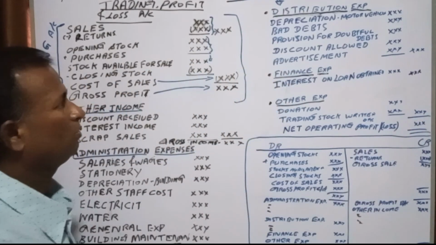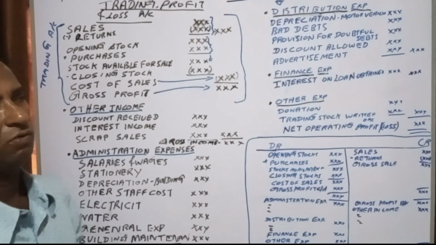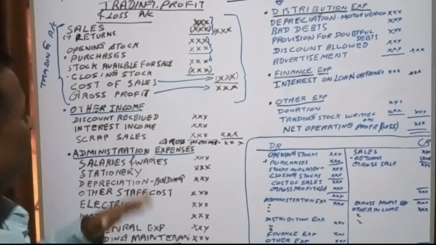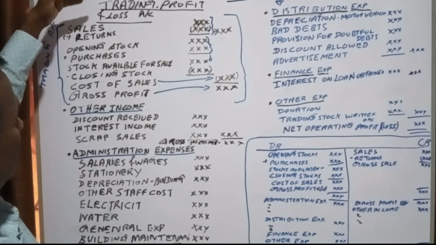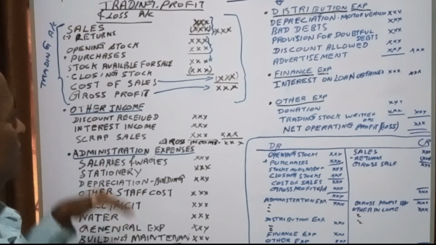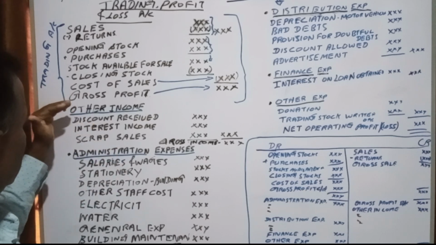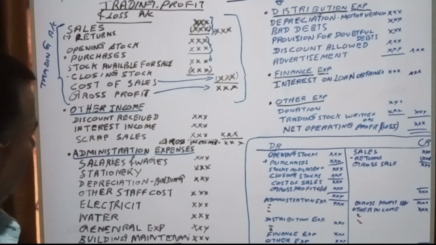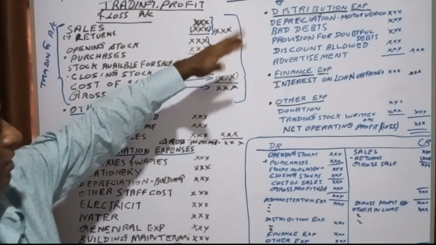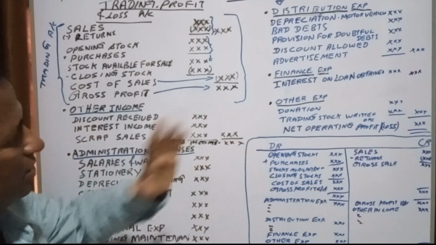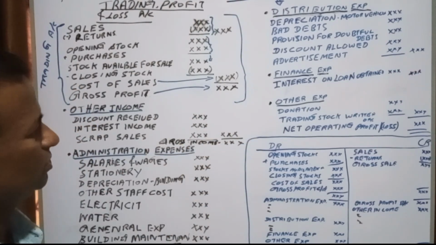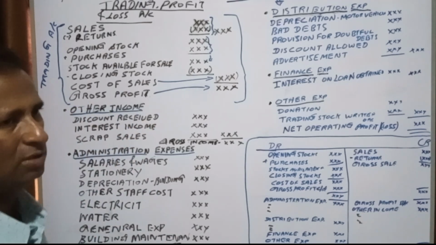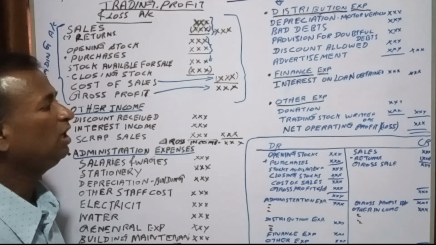This is the amount. Okay. So now you got an idea. I think you would have got an idea what are the elements coming under the trading account, what are the elements coming under the other income, administration expenses, distribution expenses, finance expenses, and other expenses. If you get an idea on this, then the rest of the thing is a bit easy for you to learn.